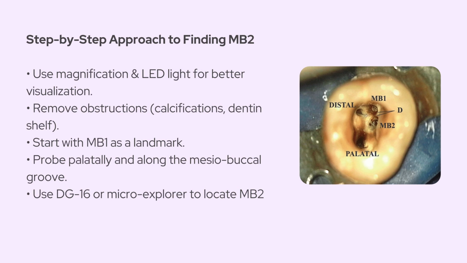If you can't see it directly, gently explore the area with an endodontic explorer like a DG16 or a micro explorer. Sometimes MB2 is completely hidden under the dentin shelf. In those cases, you'll need to carefully trough in a palatal direction using a slow speed round burr or a Mueller burr. The key is to be conservative. Don't be too aggressive or you risk perforation. In cases with significant calcification, you might need to trough about 1 to 2 millimeters apically to find MB2.